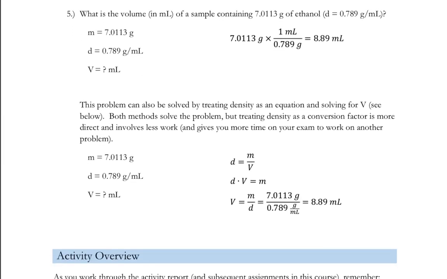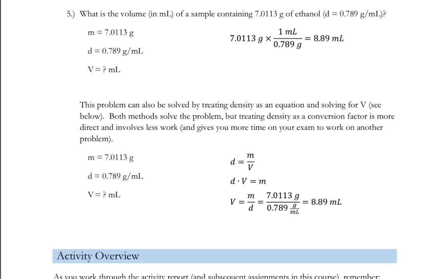Our next problem is, what is the volume in milliliters of a sample containing 7.0113 grams of ethanol whose density is 0.789 grams per mL? Okay, so we start with that initial measurement, 7.0113 grams. Now we will use the density as a conversion, where we will put the grams in the bottom so that that cancels the measured grams, and we will be left with milliliters. So with the grams goes the number 0.789.